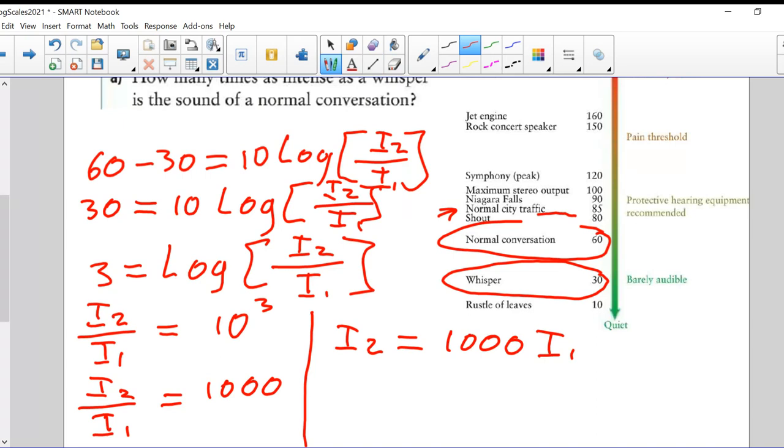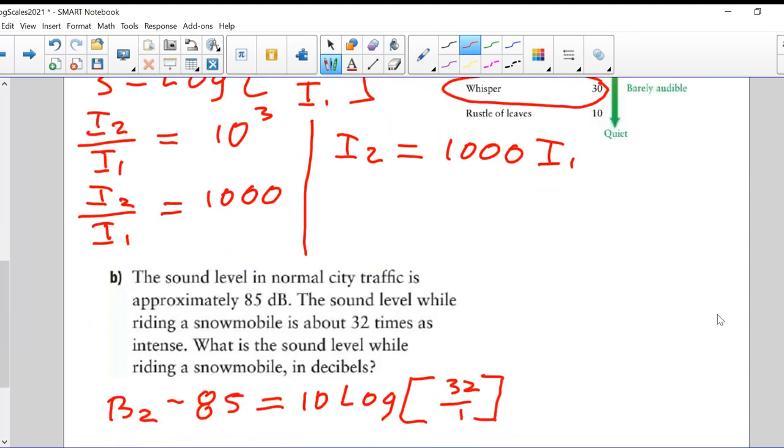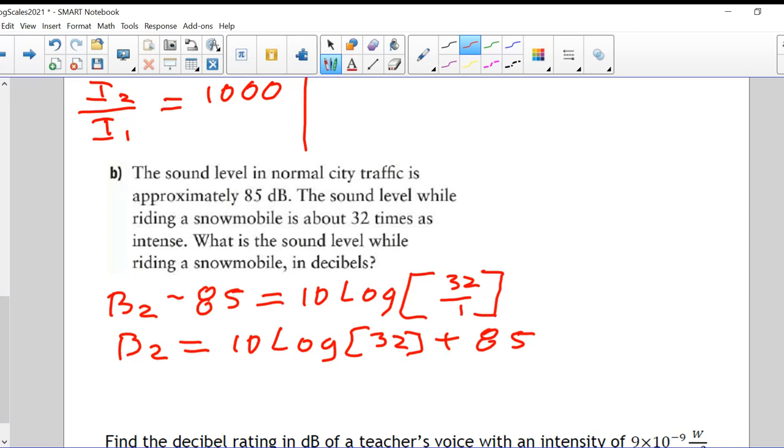So let's go back now and finish the question. Let's solve, as Ryan was asking, for the B2, right? So let's just do the math. B2 is going to be equal to 10 log of basically 32, right? I don't have to put 32 over 1, plus the 85. That is going to give us my decibel level. So that's just a simple calculator exercise at this point.